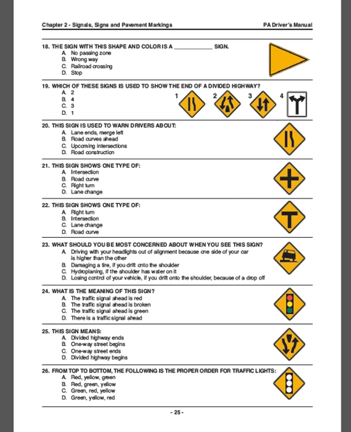23. What should you be most concerned about when you see this sign? A. Driving with your headlights out of alignment because one side of your car is higher than the other. B. Damaging a tire if you drift onto the shoulder. C. Hydroplaning if the shoulder has water on it. D. Losing control of your vehicle if you drift onto the shoulder because of a drop-off.